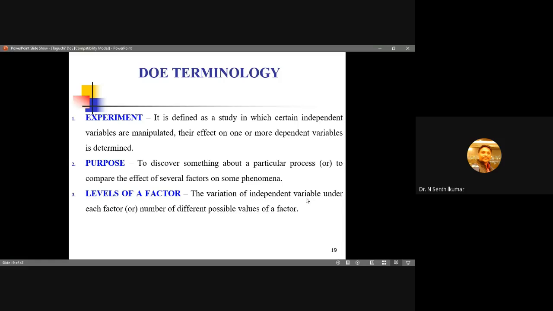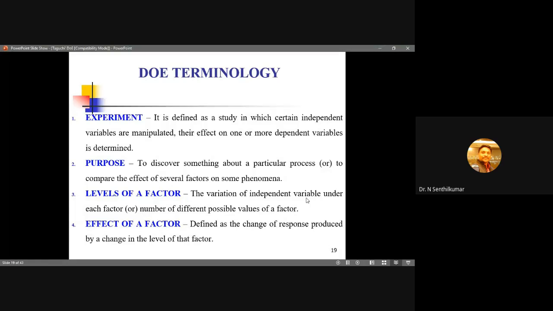The levels of the factors. Before going into this, we should know two types of variables: the dependent variable and the independent variables. The dependent variable depends upon the input factors, so it is the output. The independent variables are inputs, which I am going to choose. But the value of the output depends on the value of the inputs that I have selected. That's why the outputs are called dependent variables.